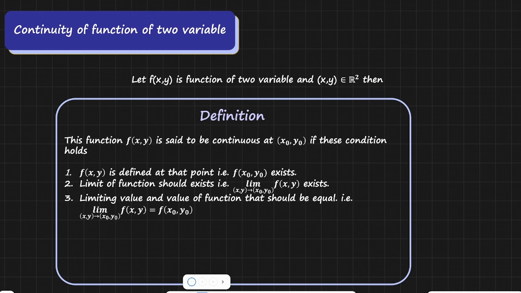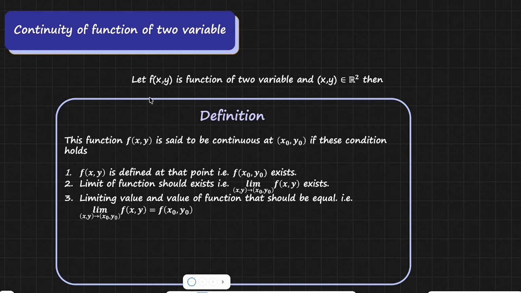Now come to the continuity of a function of two variables. So how to find out the continuity? To check the continuity of any function, you should have an idea about the limit of the function. Your limit of the function should exist.